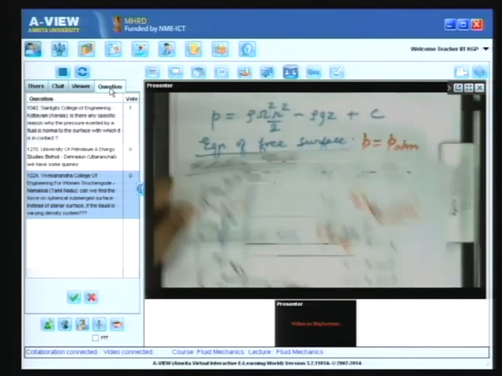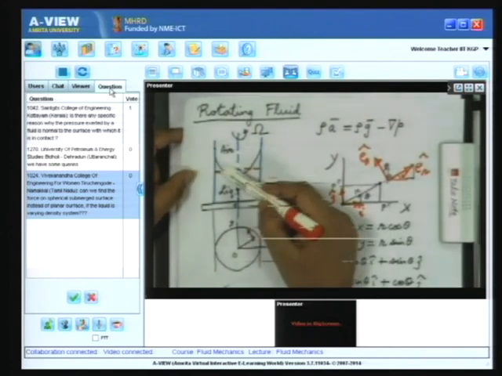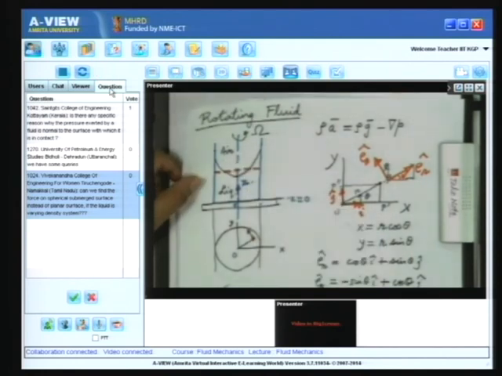So, if we go back and look at this, now we have found out the equation which is describing this curve by finding the pressure distribution.